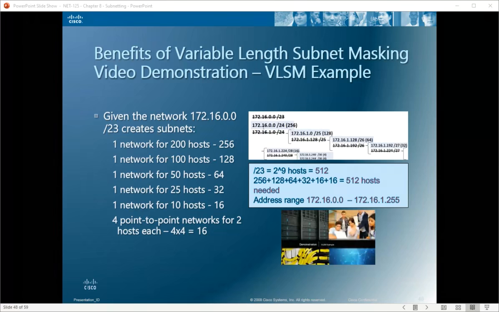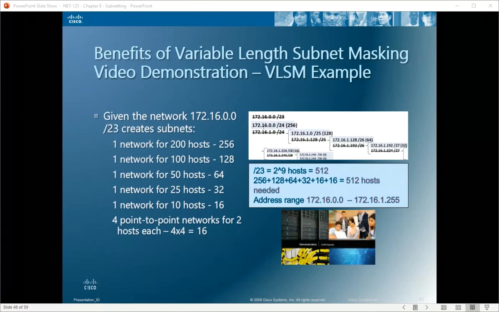We take the /23 and break it in 2 in order to get the 256 network. So we're going to take the first split, and we have one network for 256. So that checks off our 200 hosts. But we still have these others. So we split the 256's second half.